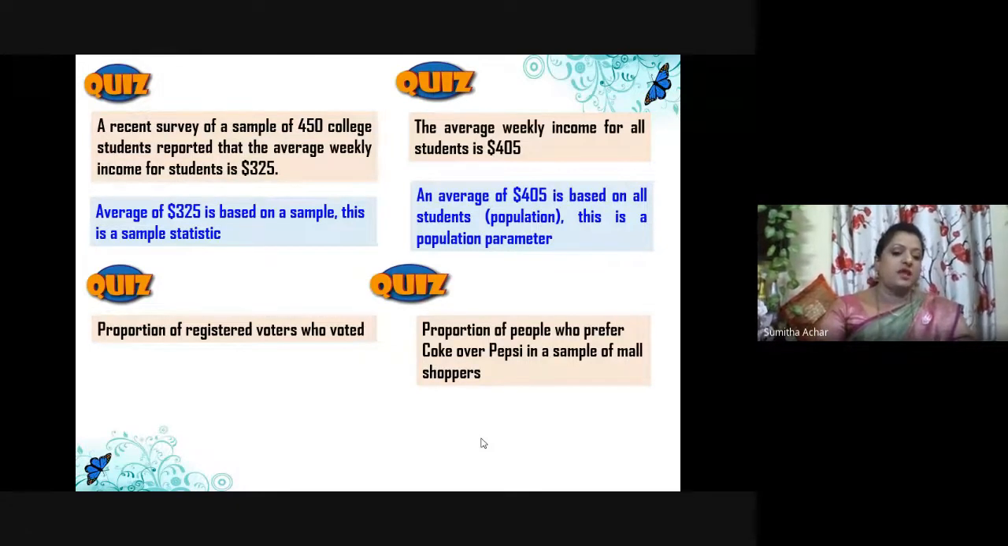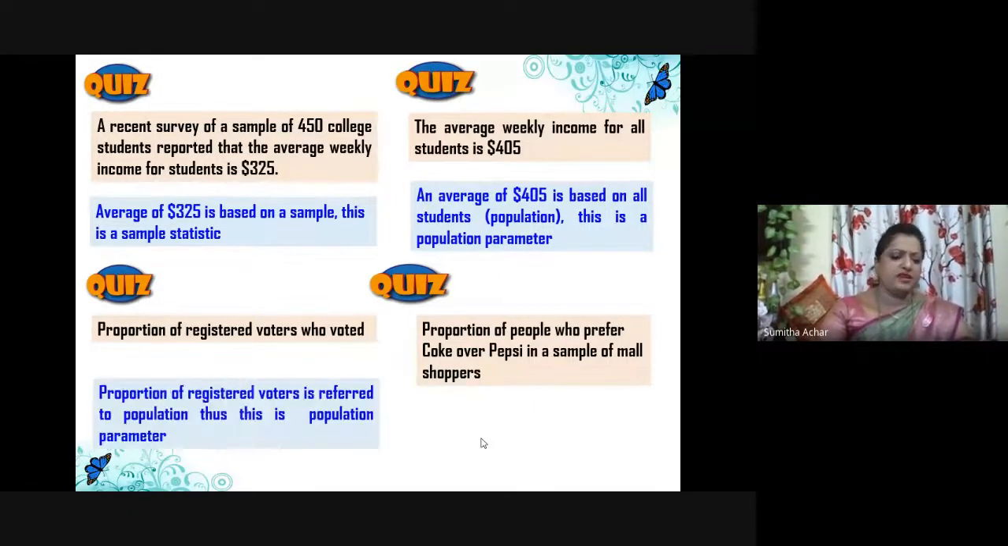Now the next one: proportion of registered voters who voted. Proportion of registered voters who voted. Definitely it's a population study. Suppose I make a change here: proportion of registered voters who voted in the month of November, then it becomes a sample study, right? So this is the difference.